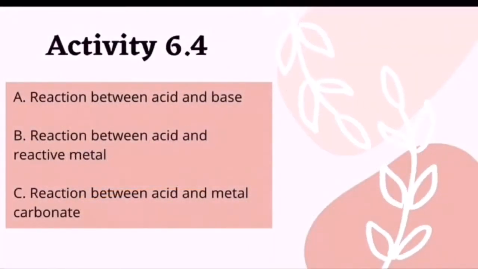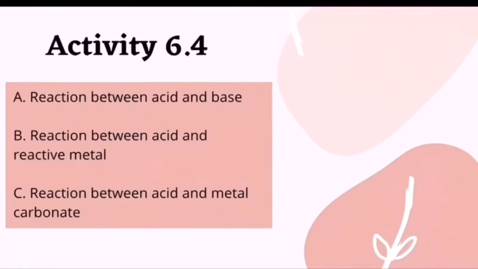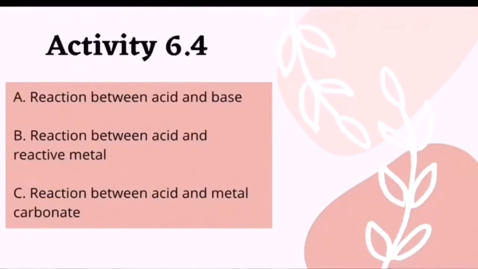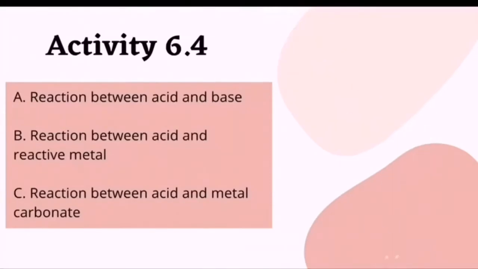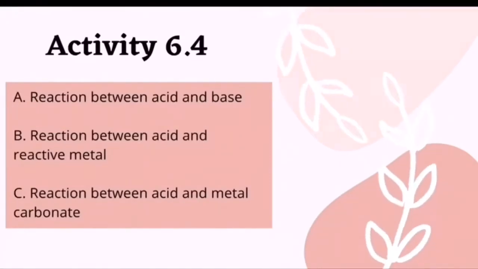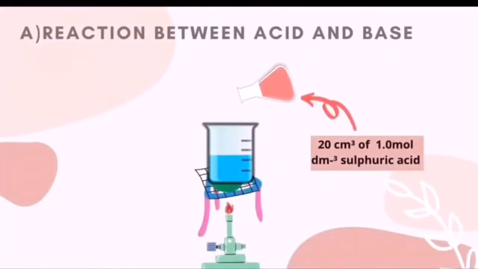In this activity, we will find the reaction between acid and base, the reaction between acid and reactive metal, and the reaction between acid and metal carbonate. First, pour 20 cm³ of 1.0 mol/dm³ sulfuric acid into a beaker. Heat the acid by using a small flame.